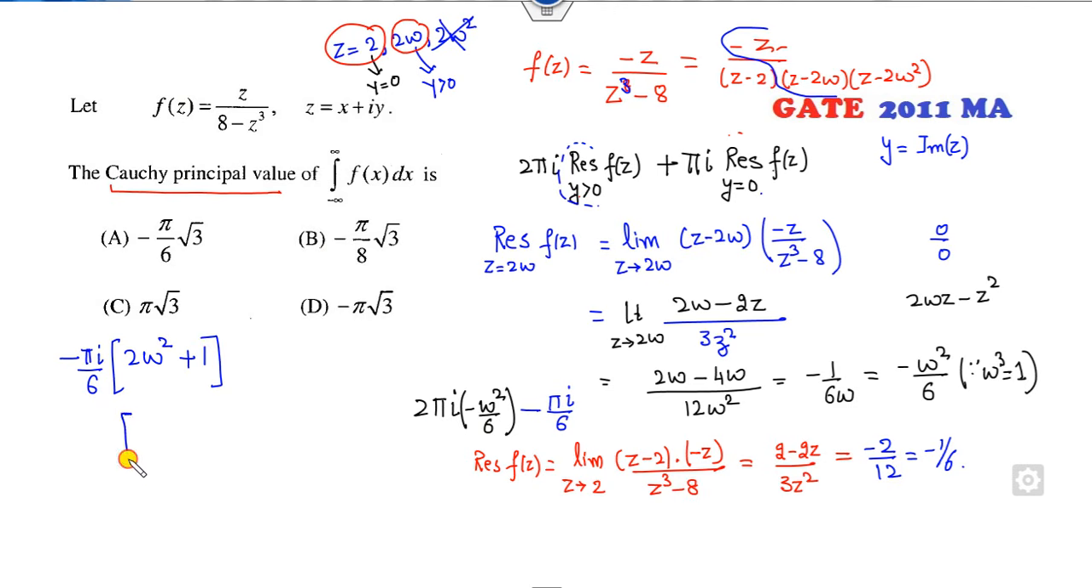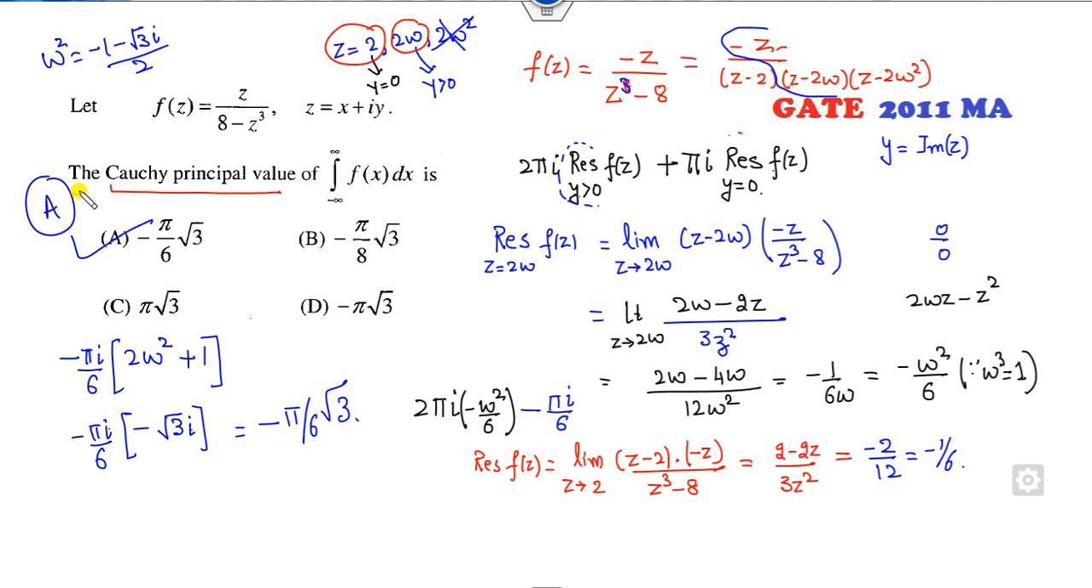So what is the 2 omega square? As I told you, omega square is this over 2, so 2 will be cancelled. 1. What is that? 2 omega square plus 1? It's minus root 3 iota into minus pi iota by 6. So minus minus plus, iota square is negative, minus pi over 6 root 3 is the right answer of the problem.